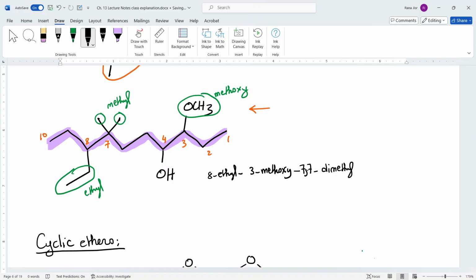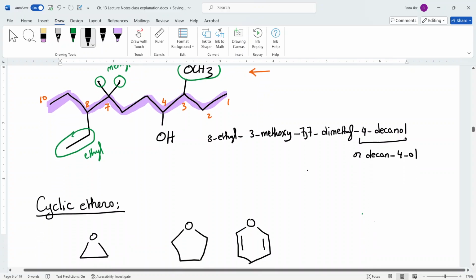And then on carbon number 4, I have the OH, so that is going to be 4-decanol, drop the E and put an OL. Or instead of doing this, I can do a 4-decanol. Whatever you want, both are going to be right.